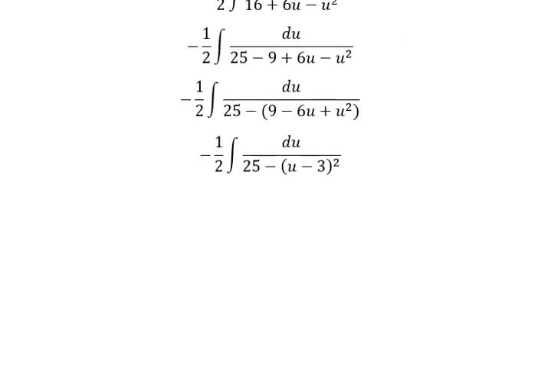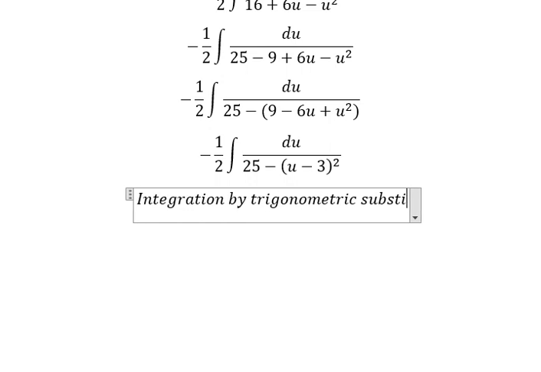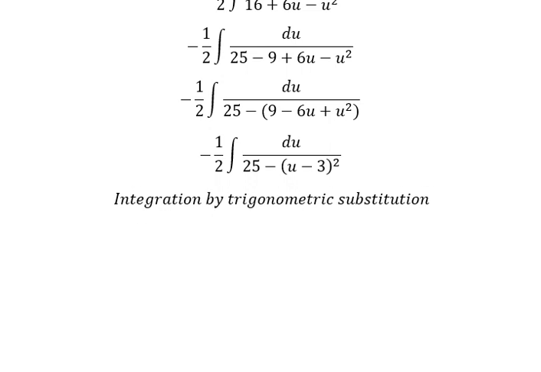Now we can use integration by trigonometric substitution. So I will put u minus 3 equal to 5 sine t, because if I put this one here, we have 25 sine squared t, and 25 we can factorize. 1 minus sine squared t, we change for cosine squared t, and later we simplify by du.